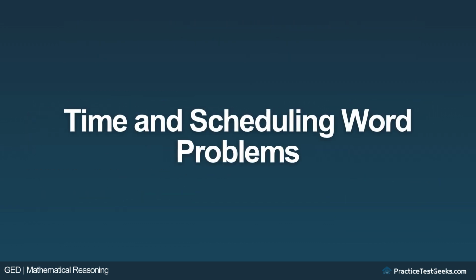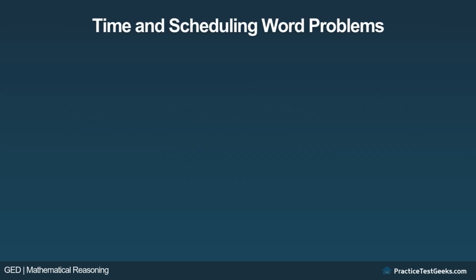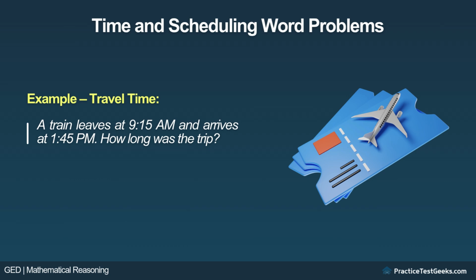Now let's talk about time-based word problems. These often involve calculating travel time, figuring out schedules, or using the calendar. Example: travel time. A train leaves at 9:15 a.m. and arrives at 1:45 p.m. How long was the trip? To solve, count from 9:15 to 1:45. That's a total of 4 hours and 30 minutes.